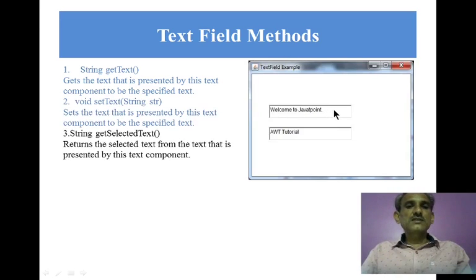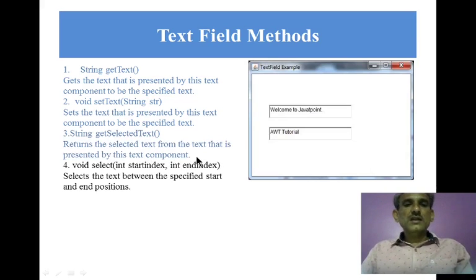The third one is the getSelectedText method. By using this method, if I select from the character T to Java, just dragging from T to Java, it will display the characters from T to Java. So by using this method, we can extract just the part of the text which is selected by the user.